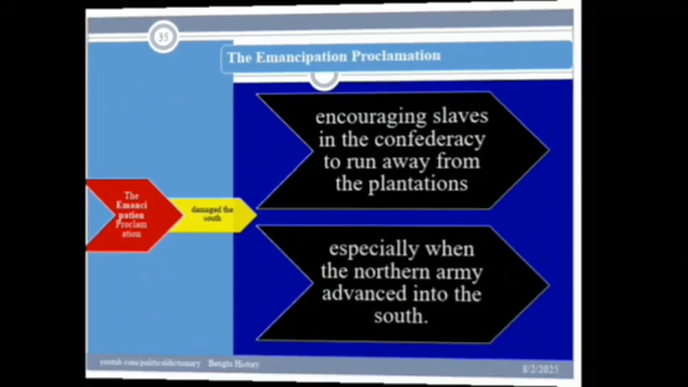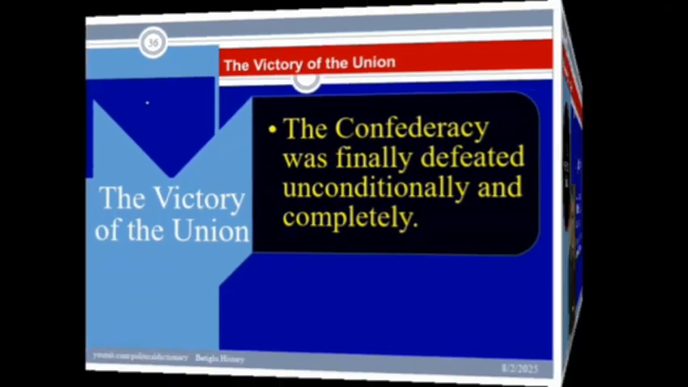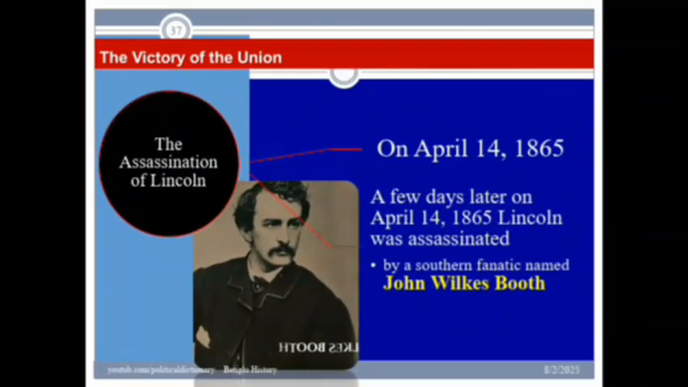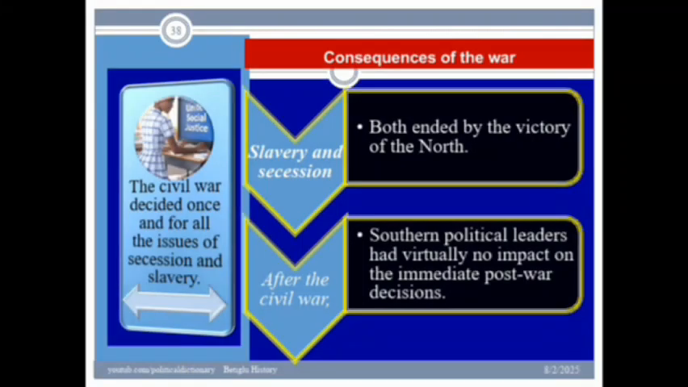In April 1865, the Confederacy was finally defeated unconditionally and completely. A few days later, on April 14, 1865, Lincoln was assassinated by a Southern fanatic named John Wilkes Booth. The Civil War decided once and for all the issues of secession and slavery. Both ended by the victory of the North.